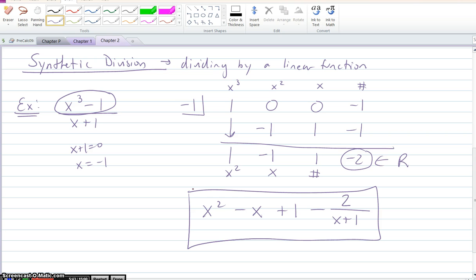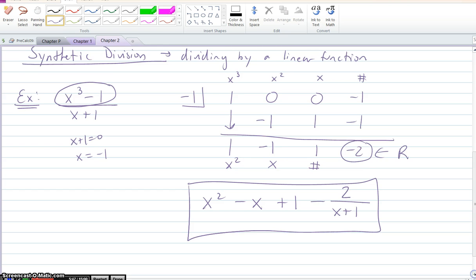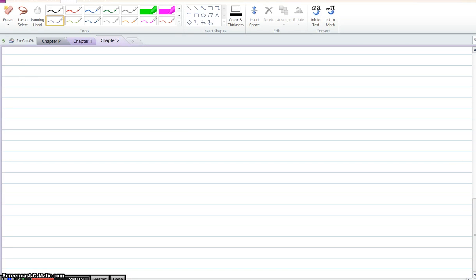So let's take a look at one more of these. So let's say, for instance, we're dividing x cubed minus 4x squared plus 1, and we're dividing it by x minus 2. Okay, so first thing we realize we're dividing by a linear, so if we're dividing by a linear, we could do synthetic division. So set the bottom equal to 0. What makes that 0 is 2. Put that on the shelf. Then put in your coefficients.